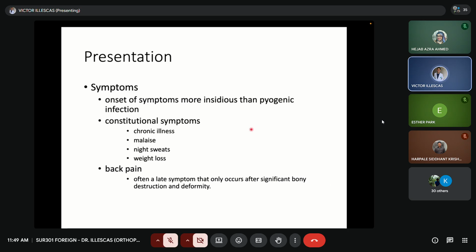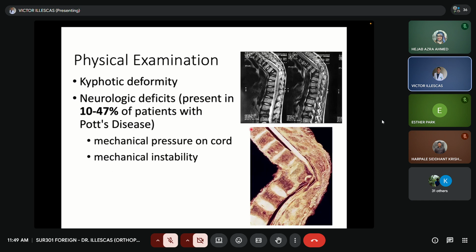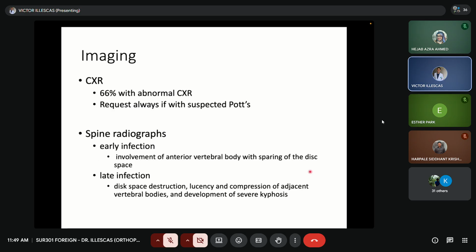The onset of symptoms is insidious, and compared to pyogenic infection, there will be chronic illness, malaise, night sweats, and weight loss. Back pain is often just a late symptom. So you look at the kyphotic deformity of the spine secondary to Pott's disease. If the kyphotic deformity is severe enough, it will compress on that spinal cord, causing paralysis of the levels beneath that spinal cord level. It may also lead to mechanical instability.